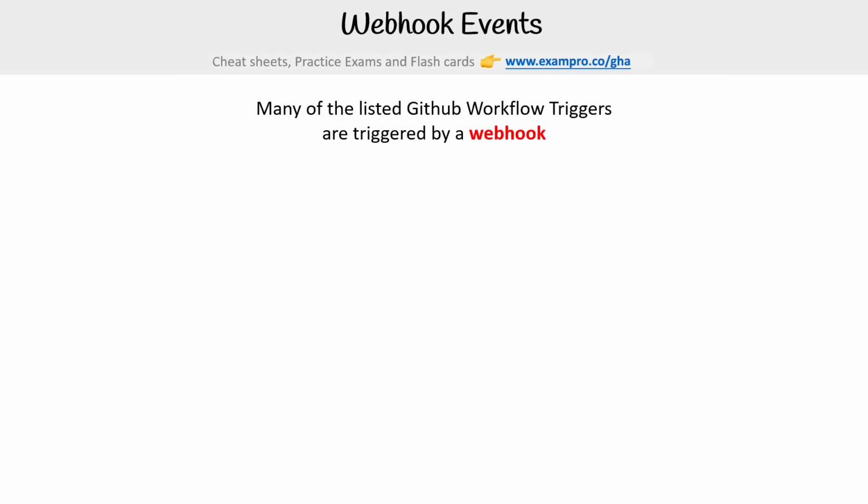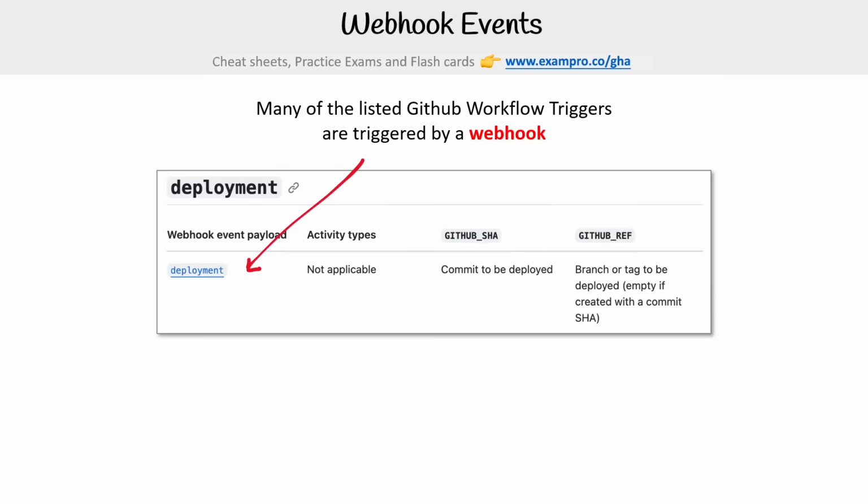So many of the listed GitHub Workflows triggers are from a webhook because if you look at it, they show this Webhook event payload indicating that it is coming from the API. So basically what's happening is that particular API calls are triggering these webhooks, if that makes sense.